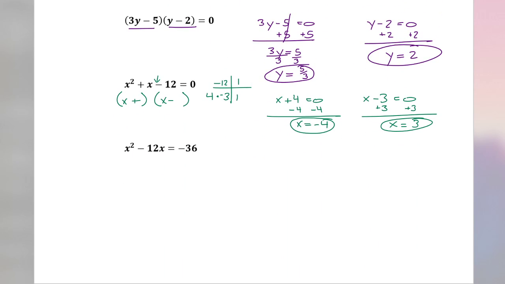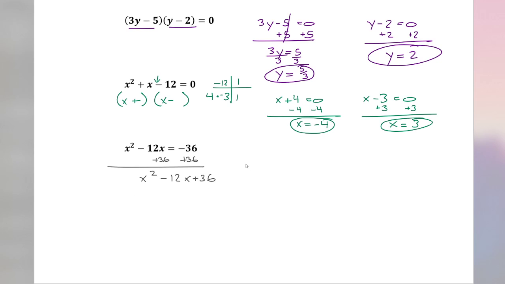Alright, last one on this page. The big thing is that we need to put this in standard form. We can't factor until it is in standard form. So to do that, we need to add 36 to the other side. When you do that, you have x squared minus 12x plus 36. Now we can factor.